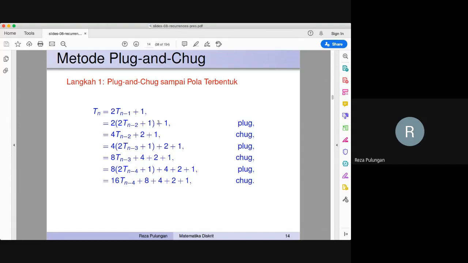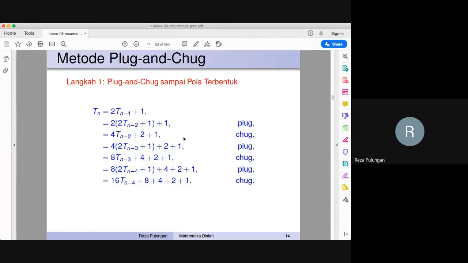Plus 1, don't forget about this one. That's plus 1. This is what we call plug. So you are basically plugging something that we can discover, namely Tn minus 1. Yeah, you just plug it. You replace it by its form. So we plug Tn minus 1 is equal to 2 Tn minus 2 plus 1. You put it, it's basically plugging.